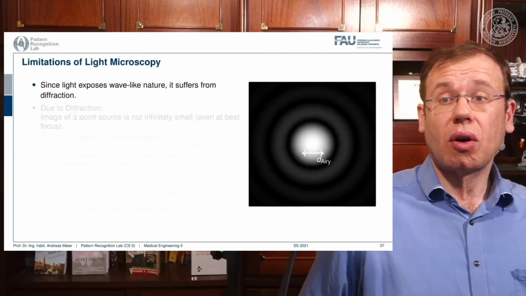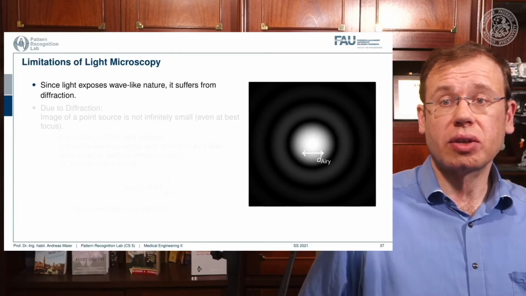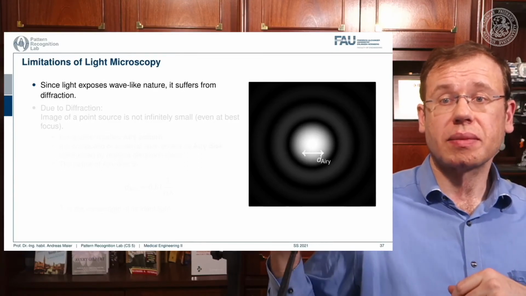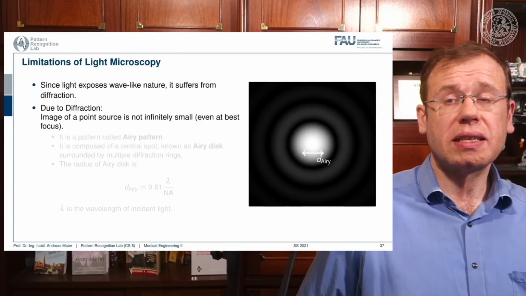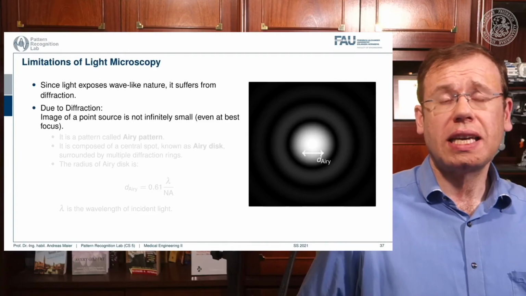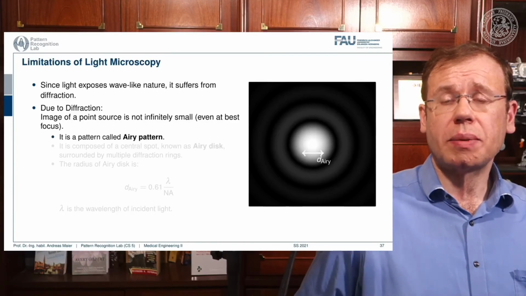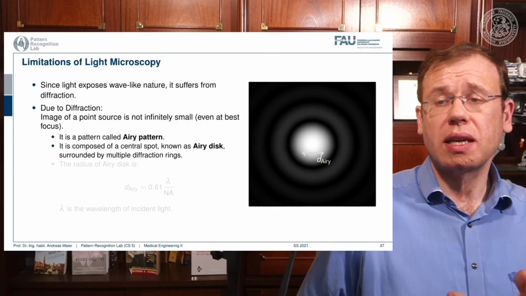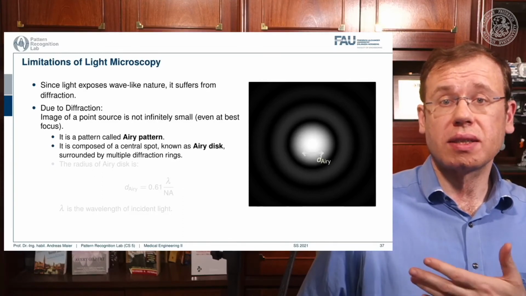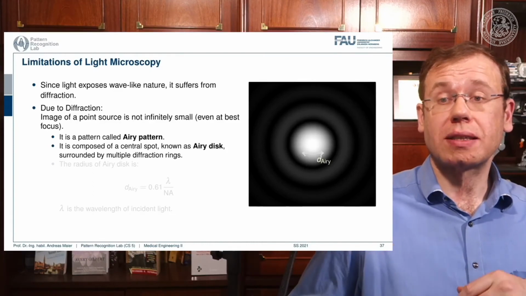So this is called an Airy disk. Because light expresses this wave-like nature, it suffers from diffraction. And due to diffraction, the image of a point source is not infinitely small, even at the best focus. And this is then resulting in the so-called Airy pattern you see here on the right-hand side. And it is composed of a central spot. This is known as the Airy disk. So this is the white part in the center. And it's surrounded by multiple diffraction rings.